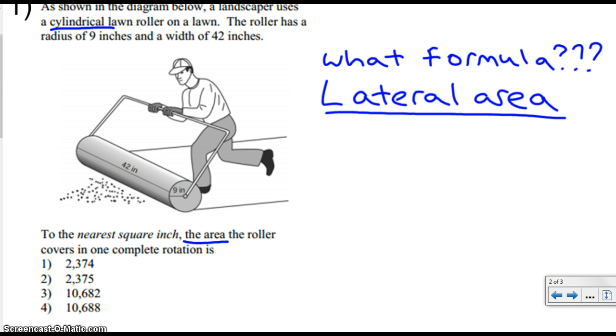Now, the real challenge with these problems is figuring out your formula. So now that I know it's lateral area, I just write down what the formula is. That's always your first thing. And that's LA equals 2 pi r times height.